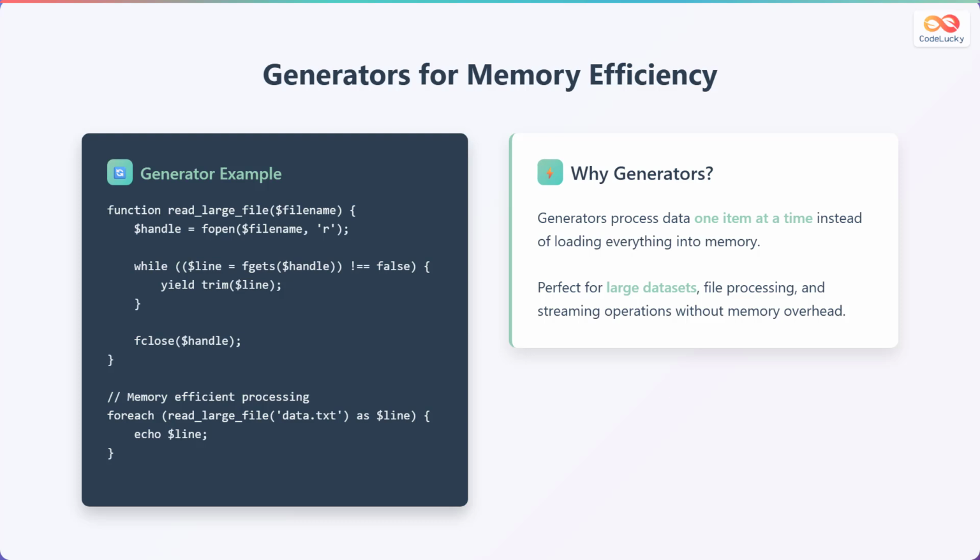To process the file content, we iterate over the lines using a foreach loop. Because of the yield keyword, each line will be processed in one-by-one fashion. This way, we can process very large files without loading its content to memory. Generators process data one item at a time instead of loading everything into memory, making them ideal for large datasets, file processing, and streaming operations without incurring significant memory overhead.